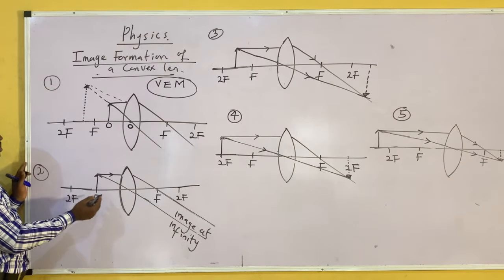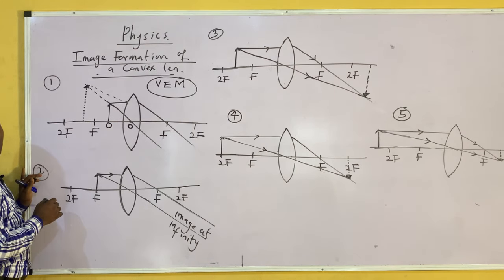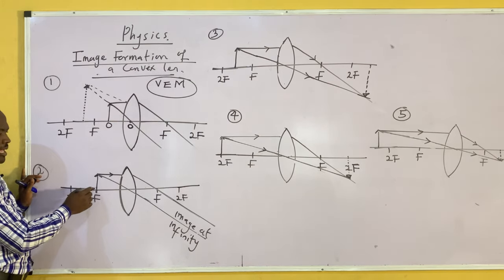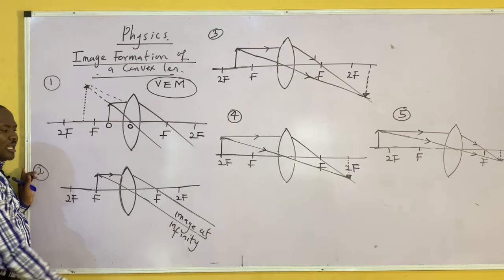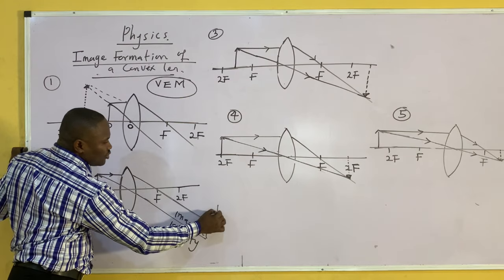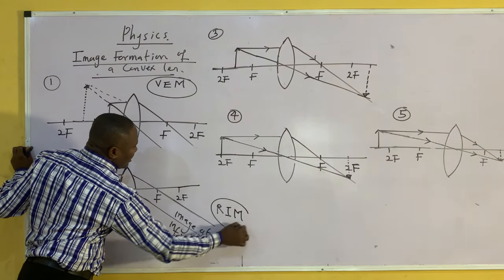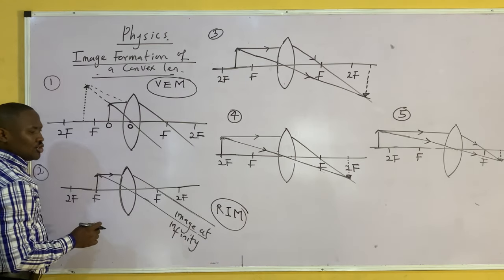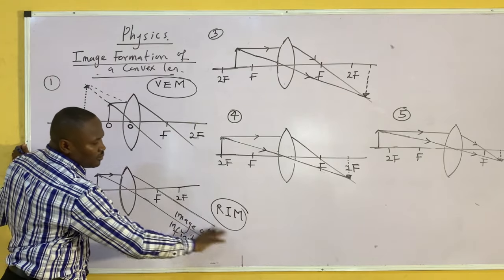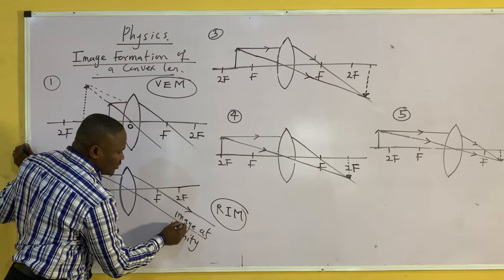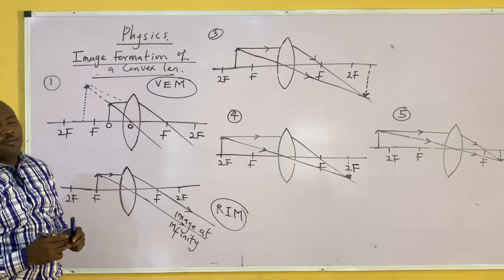What about when the object is now pushed to the principal focus, which is F? We have the image at infinity. Now, this image at infinity is real, inverted, and magnified. Wherever the rays meet, that's where the image will be formed. It is real, inverted and magnified.